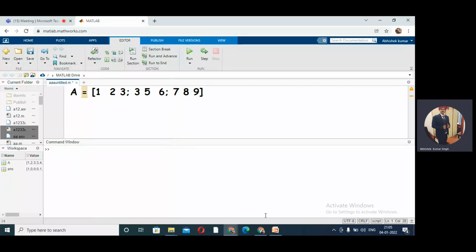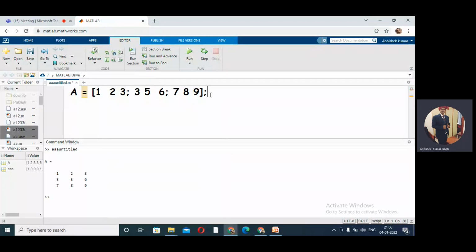The first row is 1 2 3. I have given a semicolon for changing the row. Second row 3 5 6 and third row 7 8 9. If I enter this and run this program, you can see in the command window we got the matrix, right? 1 2 3, 3 5 6, 7 8 9.